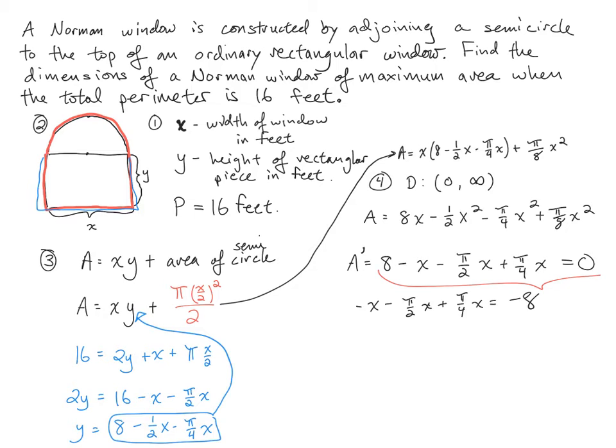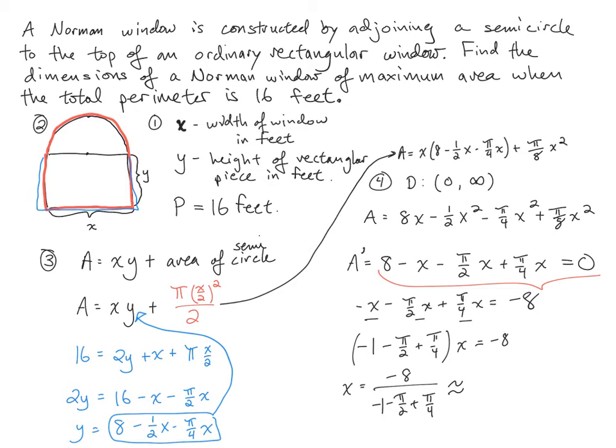I can common factor an x out of all of these terms here to get negative 1 minus pi over 2 plus pi over 4 times x equals negative 8. And finally, we can solve for x. Negative 8 over negative 1 minus pi over 2 plus pi over 4. And this is a really nice little expression here. I think it would be easier if we had this as an actual approximated value to make a little more sense.